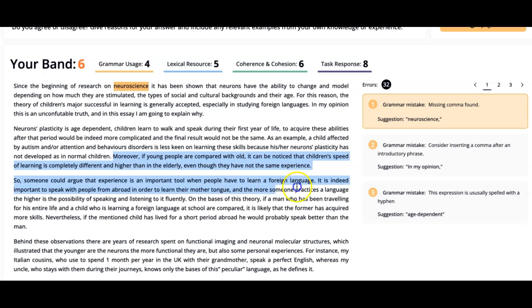Okay, so this is better. We're getting back on topic. It can be noticed that children's speed of learning is completely different and higher than in the elder. Okay, so now it's unclear. Before it seemed we were saying that children learn better, but now it seems like there's a contradiction. Okay, actually, no, sorry, my mistake. It's higher than in the elderly. Good. Okay, sorry. So that's fine. But one piece of advice would be to maybe use this as your second sentence and then develop that with an example. And then just probably remove this part about autism and neurons.